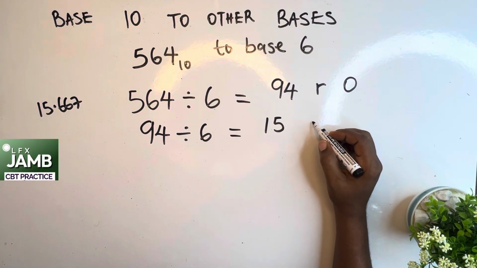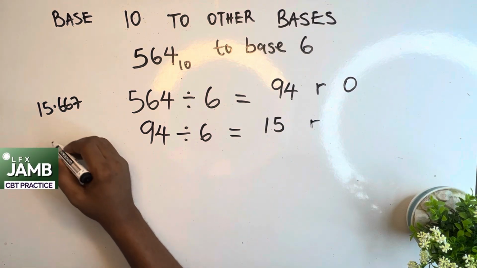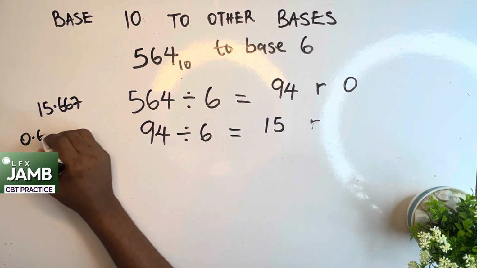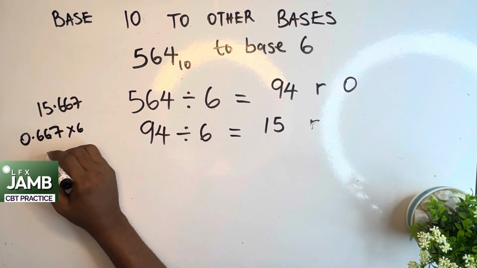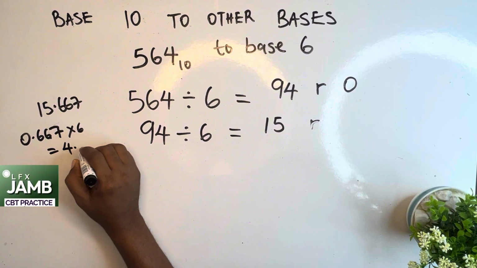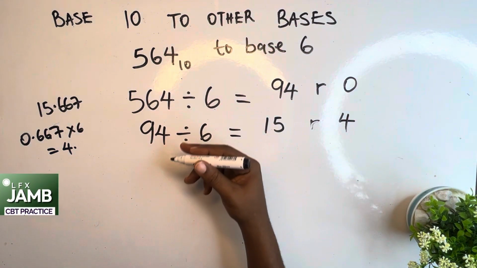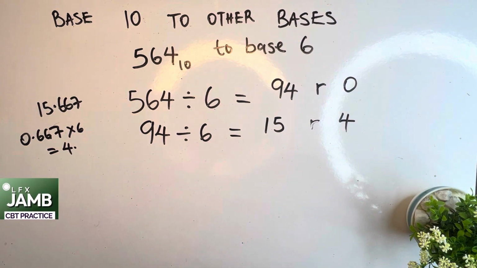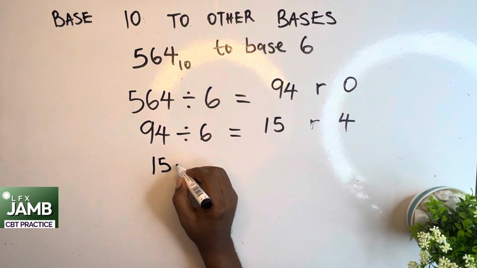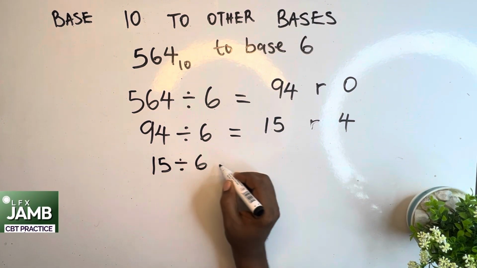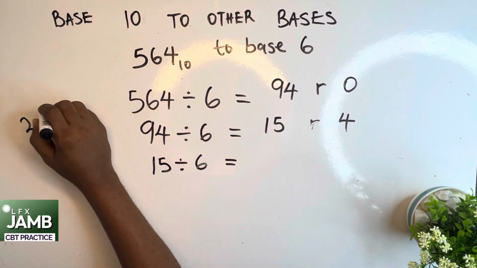To get the remainder, we multiply 0.667 by 6. 0.667 multiplied by 6 will give us 4 point something. So we say remainder 4. So the next division we're going to do is 15 divided by 6. Punching that in our calculator, 2.5.